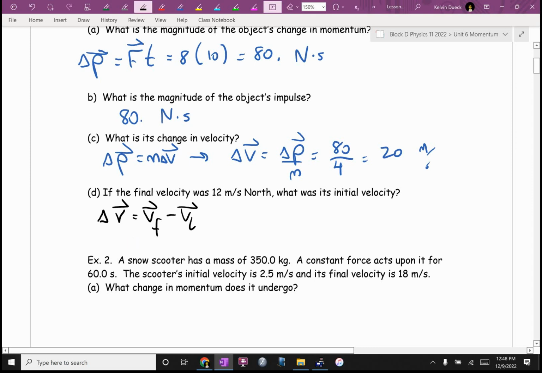I know delta V is 20. I know V final. I need to get VI by itself. How would I get VI by itself? What's right in front of the VI that I don't like? The negative. You know what? I can swappy dance this too. I'm going to plus the VI over to that side. I'm going to minus the delta V over to this side. And I'll get VI equals the VF stays where it was, minus delta V.